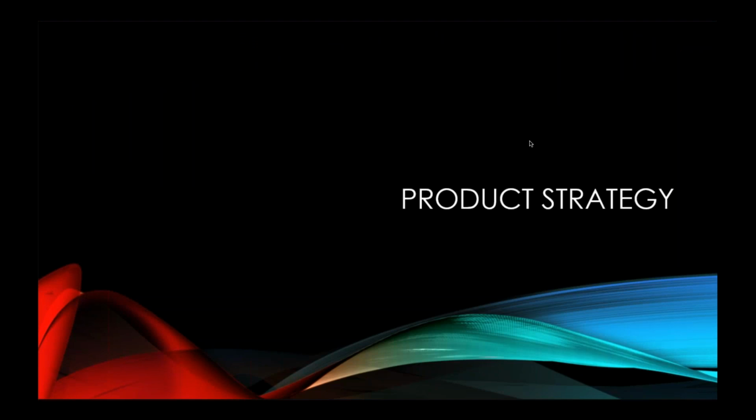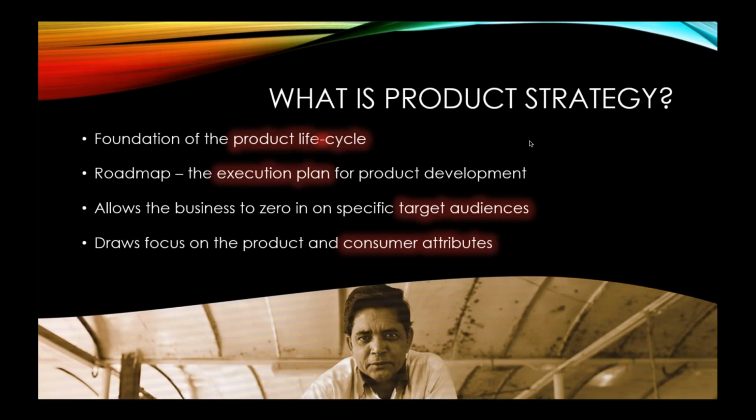With that, let's dive into what product strategy is. Product strategy basically forms the foundation of the product life cycle. It gives you a roadmap and an execution plan in terms of how the product's going to be developed, how it's going to be marketed, and how it's going to be adopted across the market, across the install base, across the various audiences. We also zero in on specific target audiences and also try to understand consumer attributes, and all of these form the various components of product strategy.